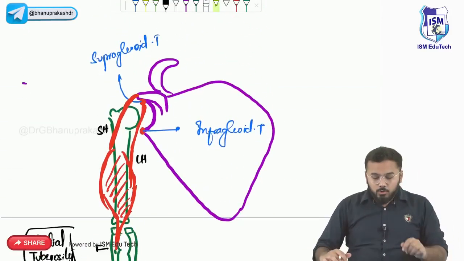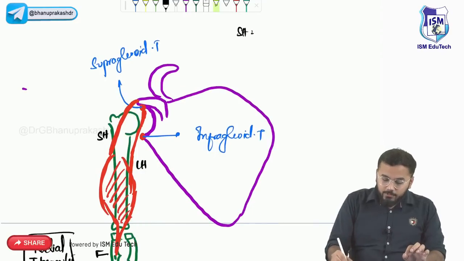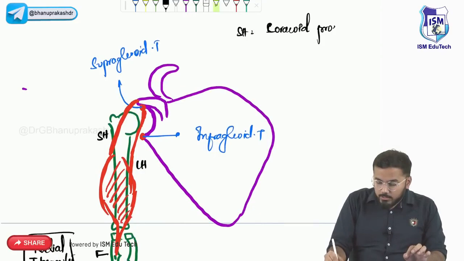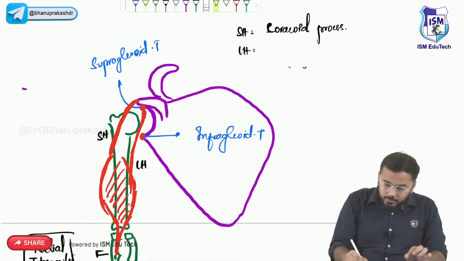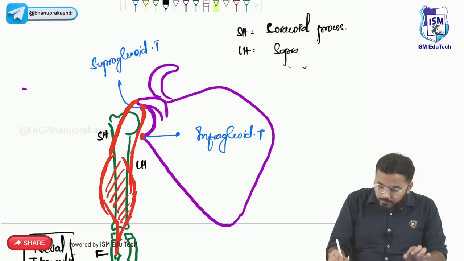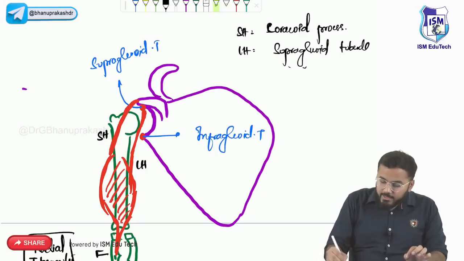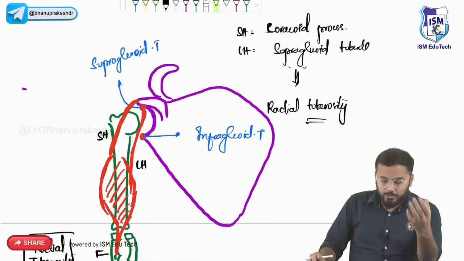Clear? So the short head is arising from the coracoid process. The long head is arising from the supraglenoid tubercle, right? And where is it inserting? It is inserting to the radial tuberosity. This is an important thing which you need to know.